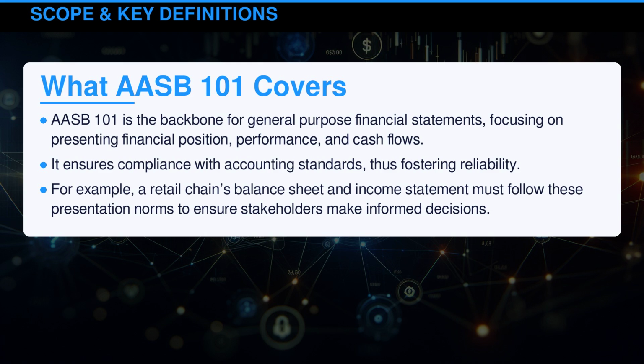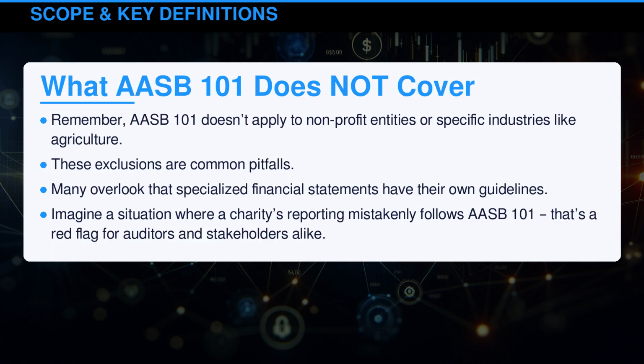Remember, AASB 101 doesn't apply to nonprofit entities or specific industries like agriculture. These exclusions are common pitfalls. Many overlook that specialized financial statements have their own guidelines. Imagine a situation where a charity's reporting mistakenly follows AASB 101. That's a red flag for auditors and stakeholders alike.